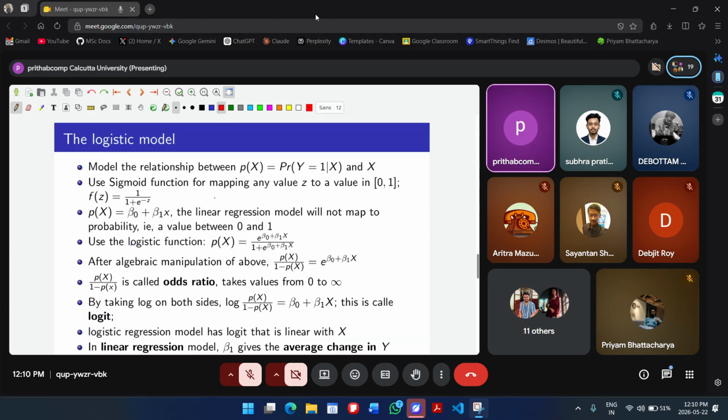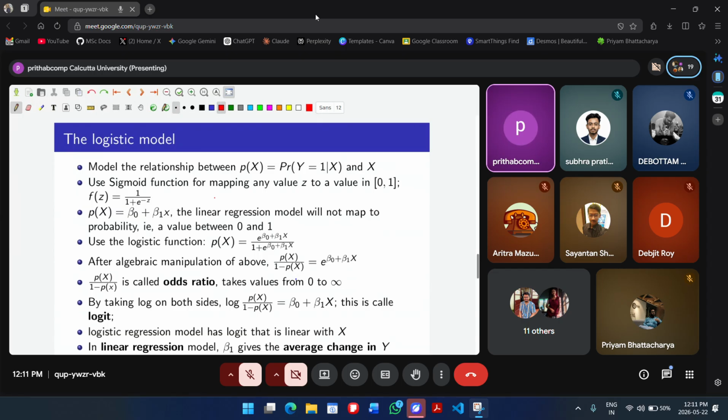So this reflects the line that separates the two different classes. Then we do some algebraic manipulation. If I simply do P of x divided by 1 minus P of x, then we get e to the power beta 0 plus beta 1x. If P of x is this, then what is 1 minus P of x? You substitute over here and you will get e to the power beta 0 plus beta 1x. Obviously, in a binary classification problem, if P of x is this, then 1 minus P of x is the other class, right?